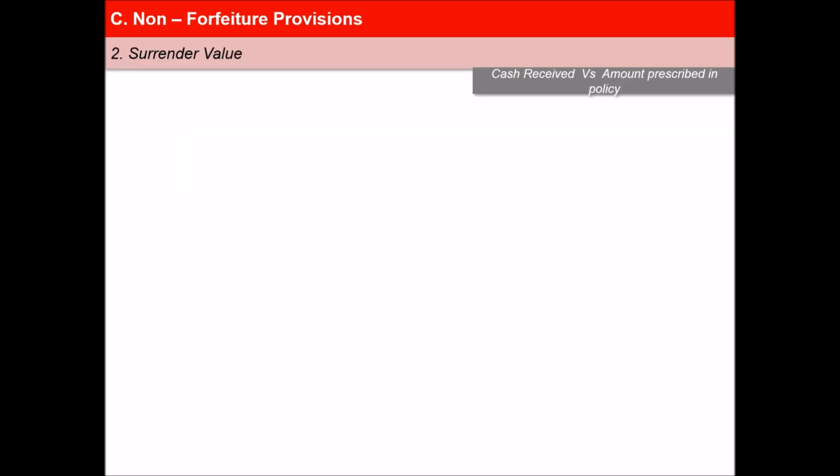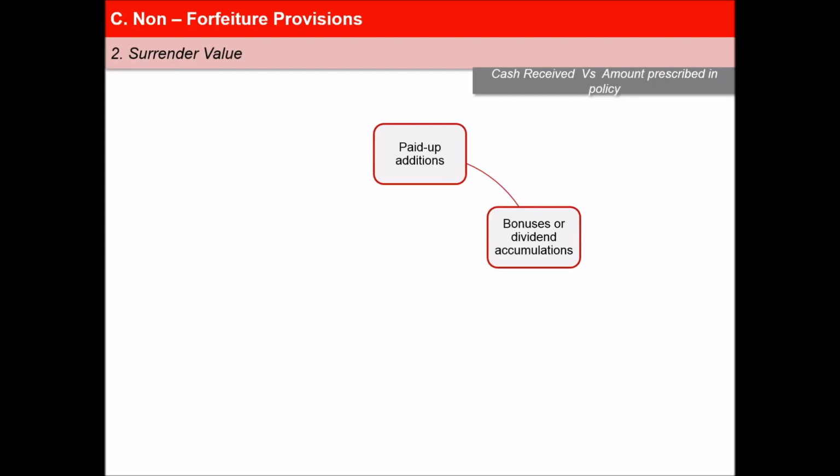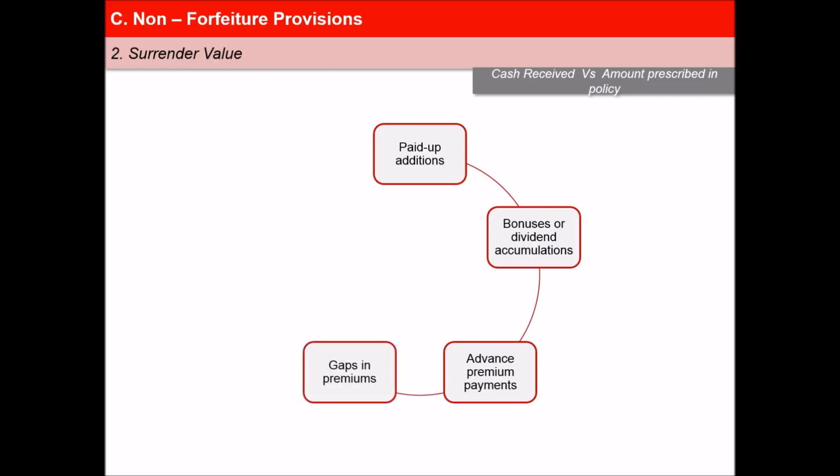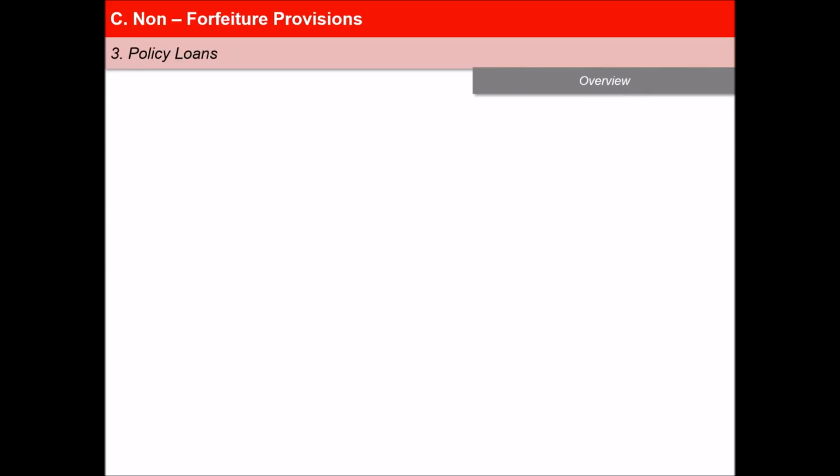Sometimes the actual amount of cash one gets in hand on surrender may be different from the surrender value amount prescribed in the policy. This is because of the following items that may cause addition or subtraction from the surrender value. First, paid-up additions. Second, bonuses or dividend accumulations. Third, advance premium payments. Fourth, gaps in premiums. And fifth, policy loans. Next, let's learn about policy loans.